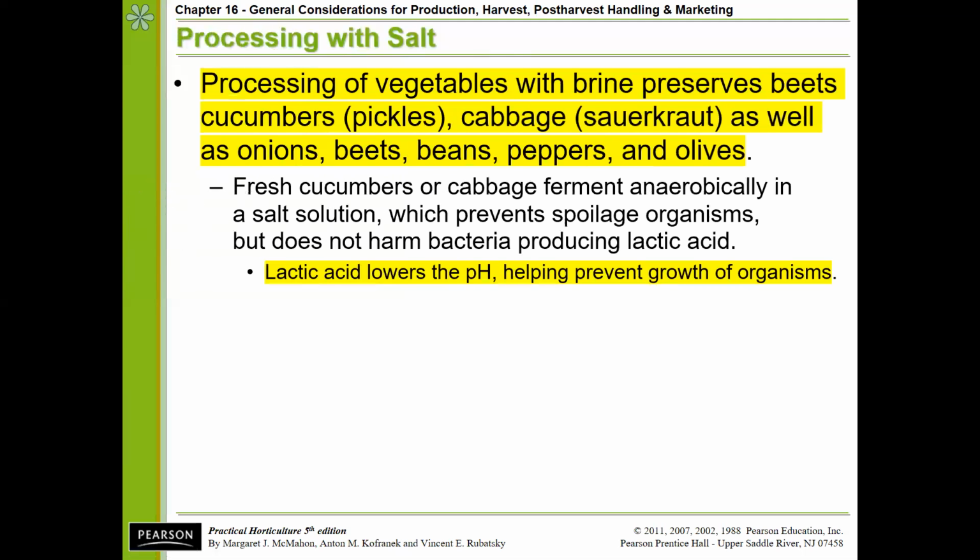We can also process with salt in a brine, usually what we consider more like pickles, but there are also some things that we do for lacto fermentation, where we're using lactic acid, which lowers the pH and prevents the growth of organisms other than the bacteria that produce the lactic acid. Of course, sauerkraut is an excellent example of that. There seems to be kind of a trend around this lacto fermentation.